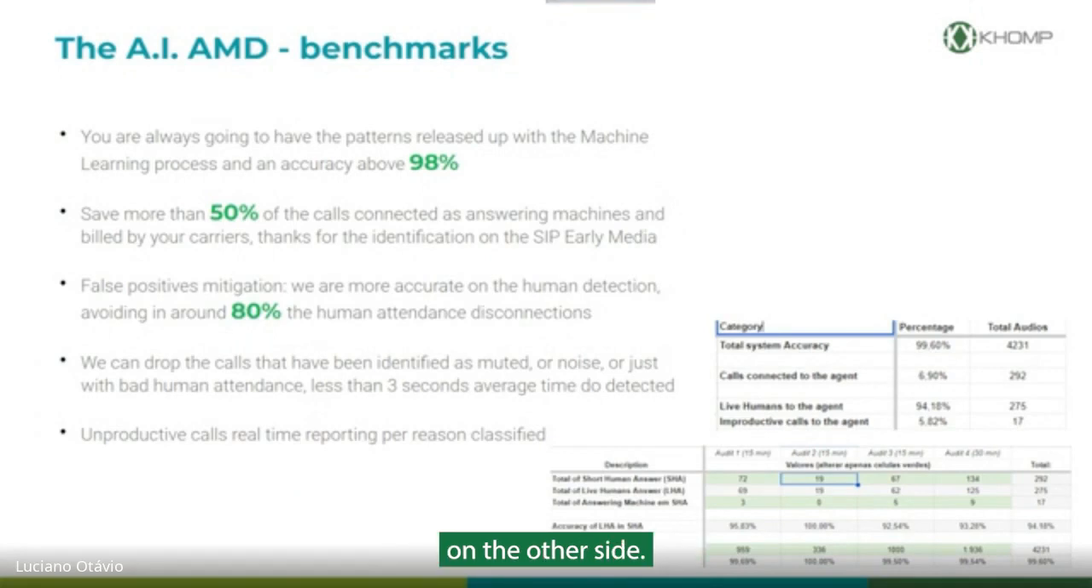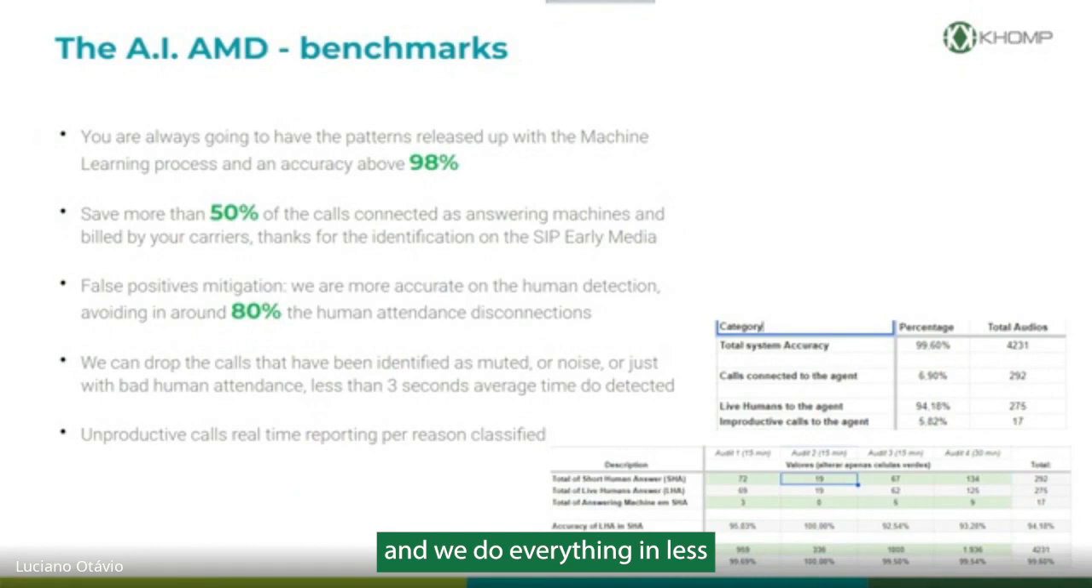This is a very important point, because it helps on the accuracy and it helps on the saving on the other side. And there is some false positives mitigation as well, because false positives are a very annoying situation for the customer side. A false positive is when you have, for example, the customer answering and the traditional AMD just hangs up the call on the customer. So it's a very boring situation. So we avoid this kind of situation more than 80%. This is very important too, because of the customer satisfaction, you know.